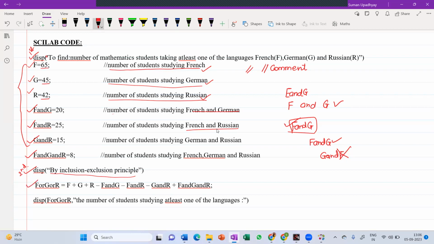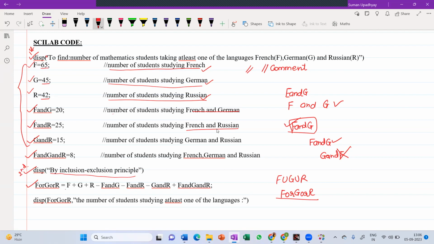Now, what is this next line? Since from the question we understood that we have to find F union G union R, for that I have taken the variable F or G or R. Again, there is no space between them because union stands for the word or. So please understand, do not put space between them, otherwise you are going to get an error.